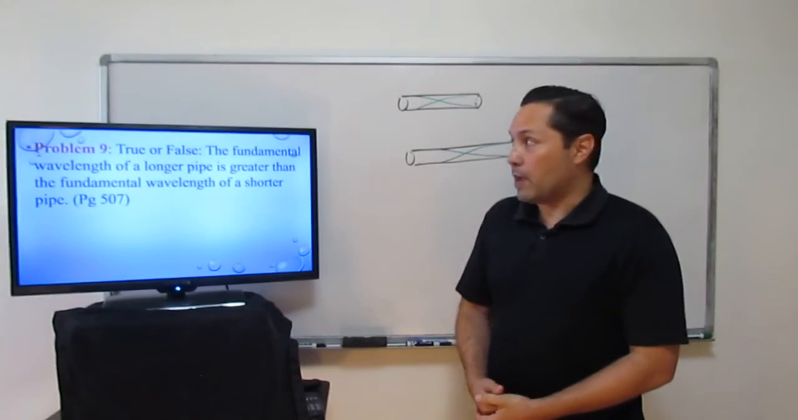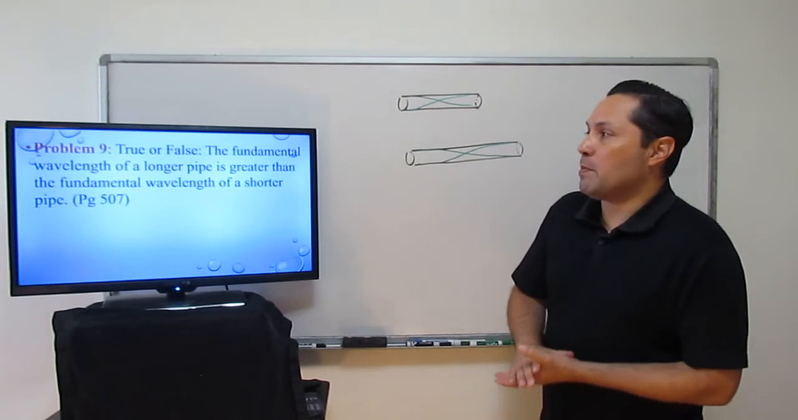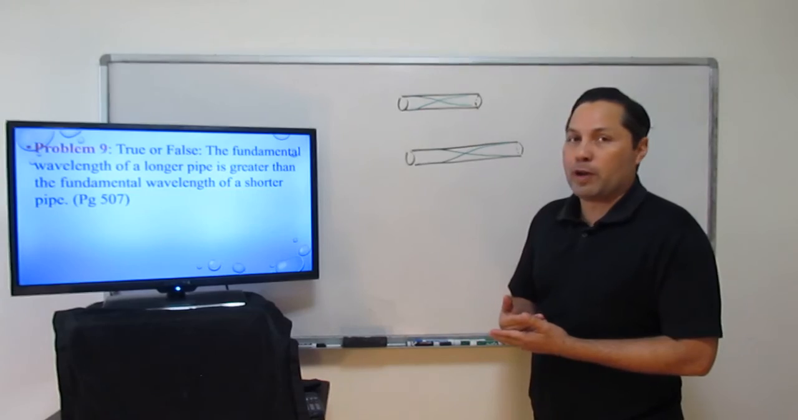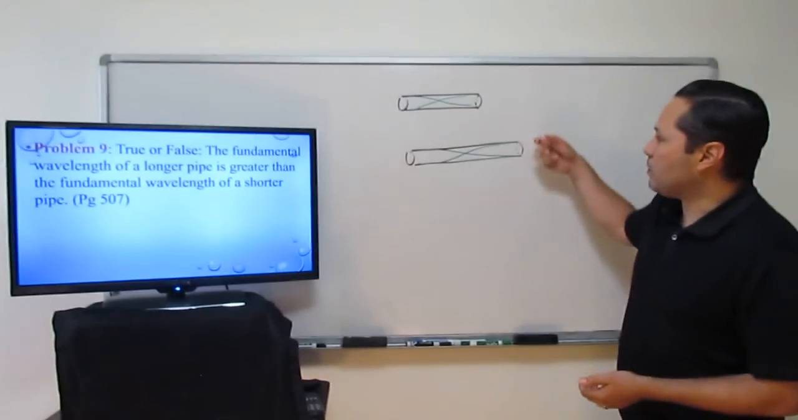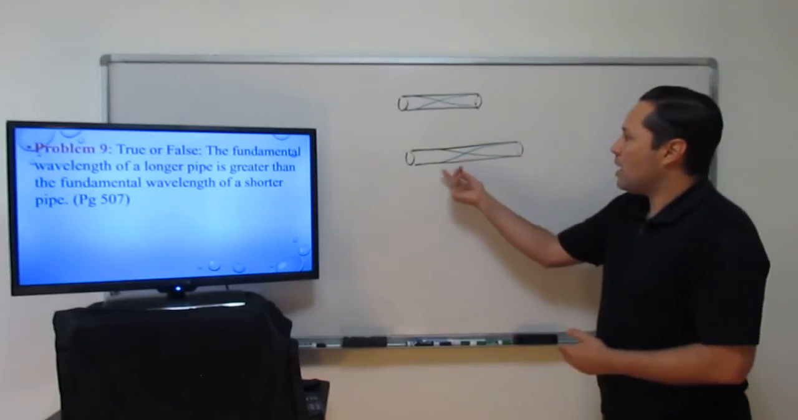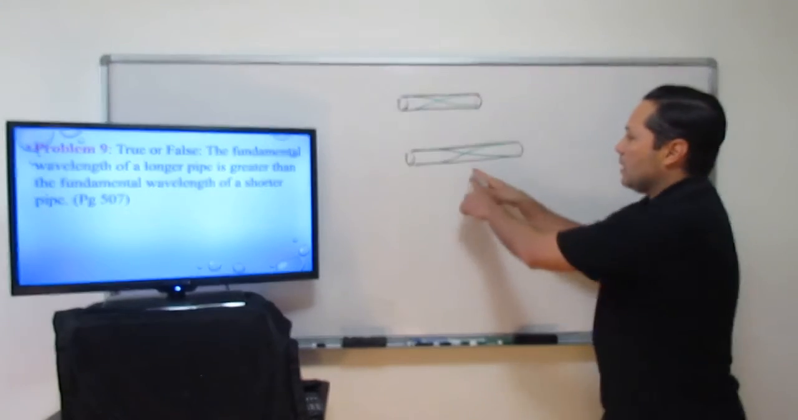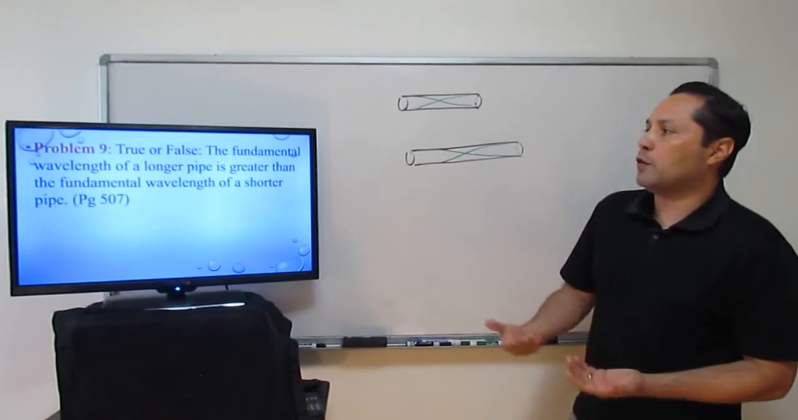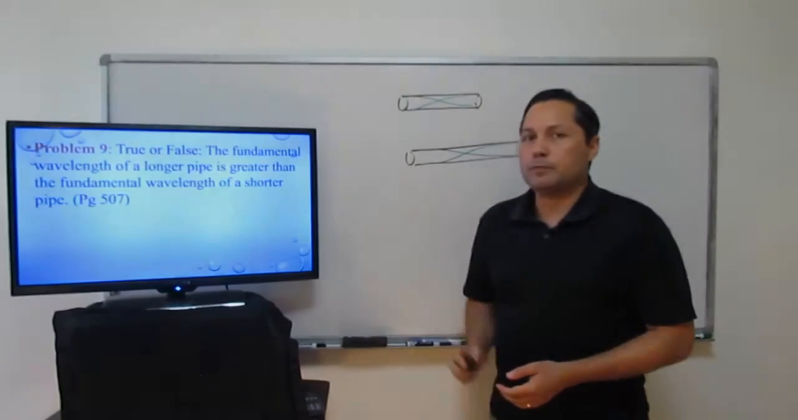In problem 9, we're asked, true or false, the fundamental wavelength of a longer pipe is greater than the fundamental wavelength of a shorter pipe. Here we have 2 pipes. This is the longer pipe, that's the shorter one. With their fundamental frequencies, yes, absolutely, it is true. The longer pipe will have the longer fundamental wavelength.